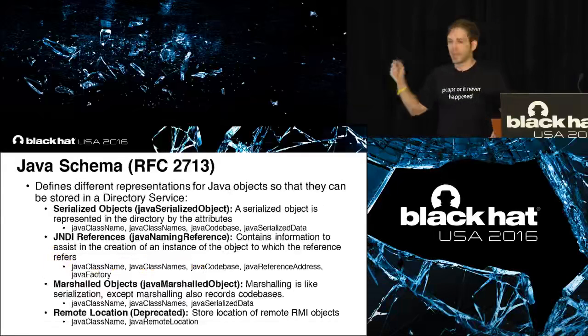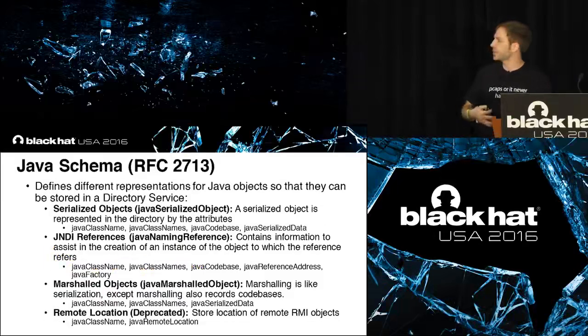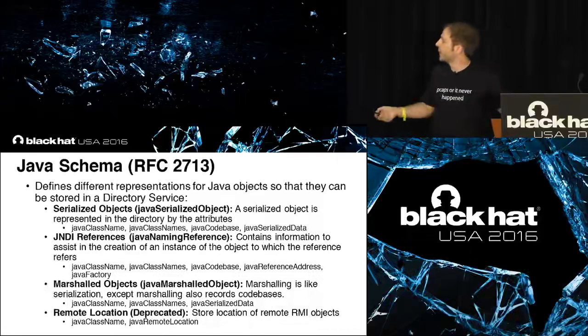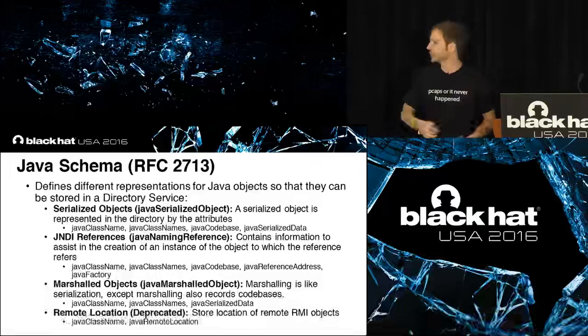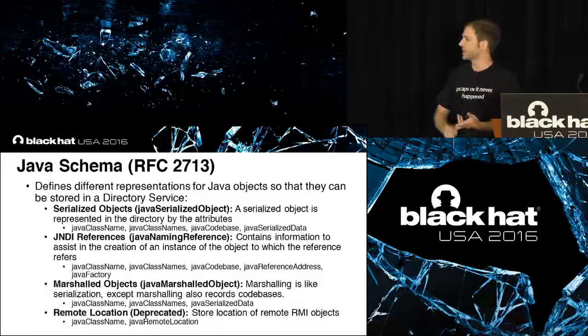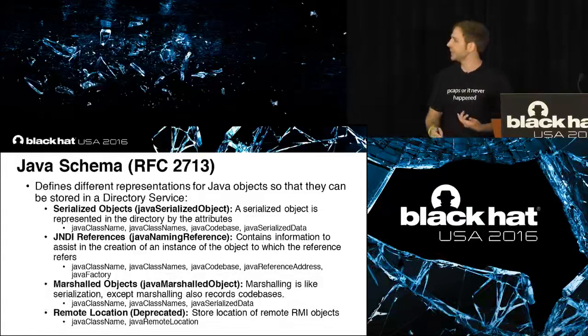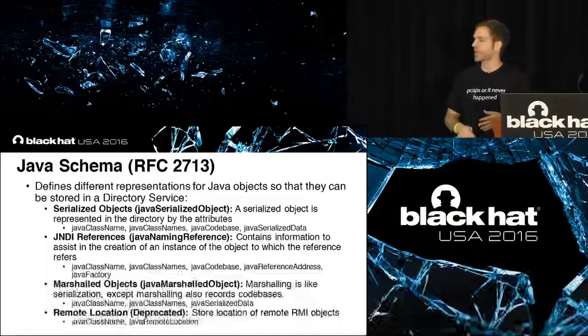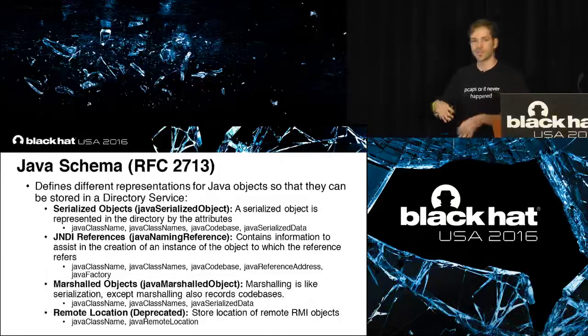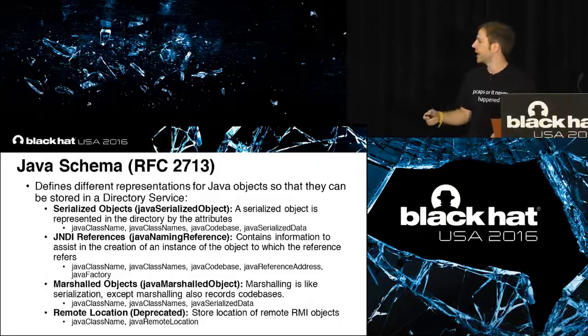So these Java attributes are defined in the Java schema that needs to be installed in the LDAP server. It's normally installed or pre-installed in some of them, like Apache DS, for example. They basically define different ways of representing a Java object in an LDAP server. So basically, you can use serialization, you can use JNDI references, you can also use marshaled objects or remote location. This one is deprecated, but it's still an attack vector because the code is still present in the JDK libraries.